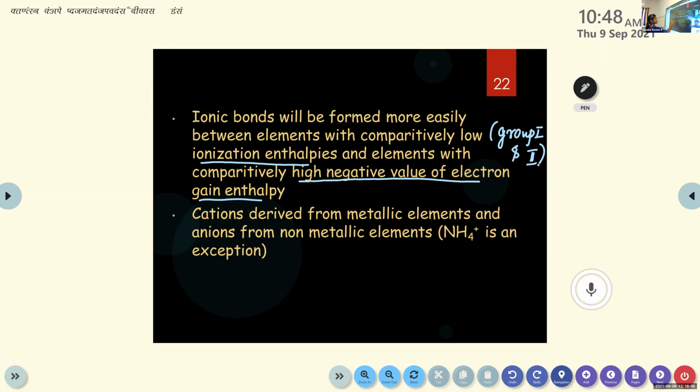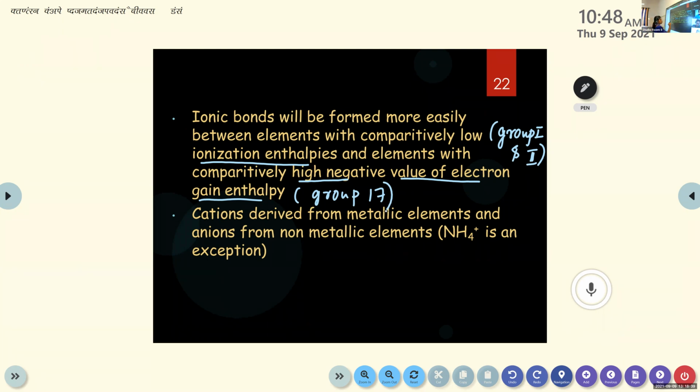And the elements with comparatively high negative value of electron gain enthalpy. Which group has the high negative value of electron gain enthalpy? Group 17. Very good, group 17. So always the formation of ionic bond will be very easy in the case of group 1 and 2 with group 17, that is halogens. Alkali metals or alkaline earth metals with group 17, that is halogens.